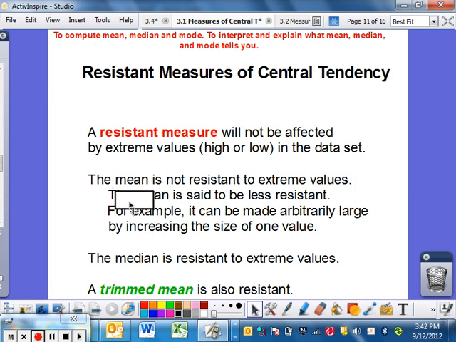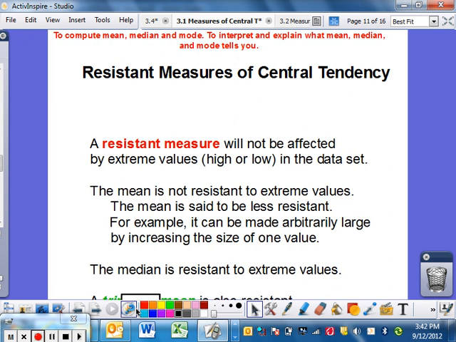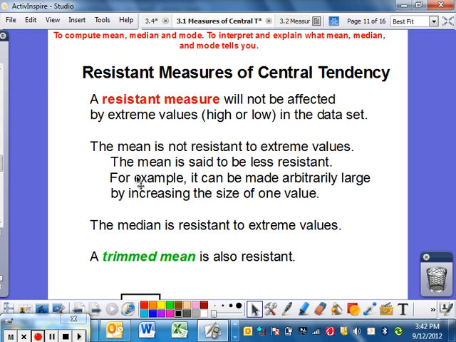Okay? The mean is not resistant, which means extreme values affect it a lot. So it can be made larger or smaller depending upon one value that you have in there. The median is resistant because those outliers are gone, because you're finding the middle number. So that can be a little bit different.